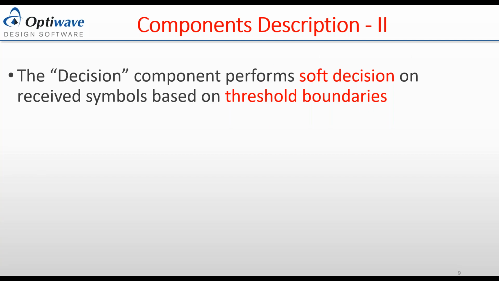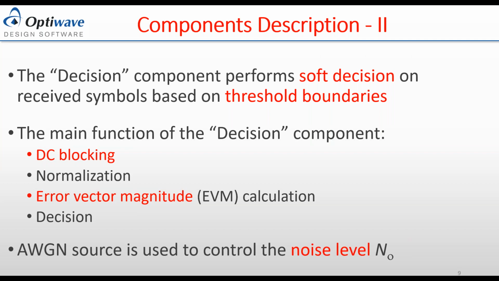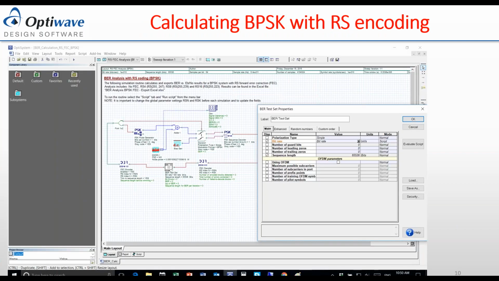Now, the decision component used in the project does a soft decision on the received symbols based on the threshold setting. The main functions of this component are, first, it blocks the DC component in the signal, then does some normalization, then calculates the error vector magnitude, and then makes a decision on the received signal. The noise we use here is generated by additive white Gaussian noise with power density in dBm/Hz.